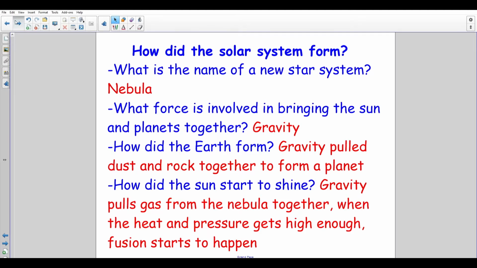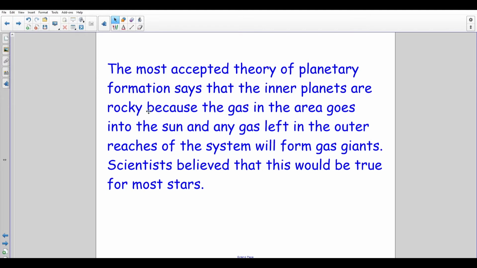Okay, last little bit I want to show you. So this is at the moment the most accepted theory, that it should end up with the inner planets being rocky because all the gas from the inner solar system gets pulled towards the sun, and then there'd be gas left in the outer reaches of the solar system to form the gas giants. And scientists believe that this would be true for almost all stars until one day we started discovering planets around other solar systems, or other stars.